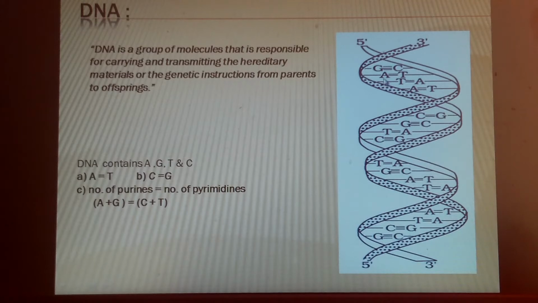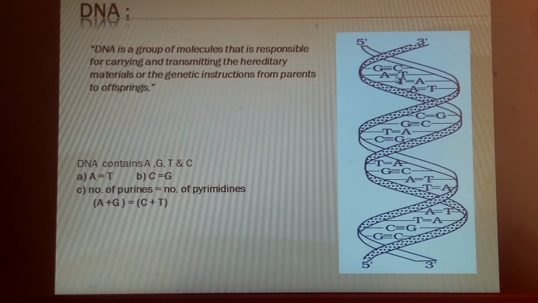That is, adenine is bonded to thymine. Likewise, guanine is bonded to cytosine. What are all these bonds? These bonds are nothing but hydrogen bonds. So there is a hydrogen bond formation between an adenine base and a thymine base, likewise guanine and cytosine.